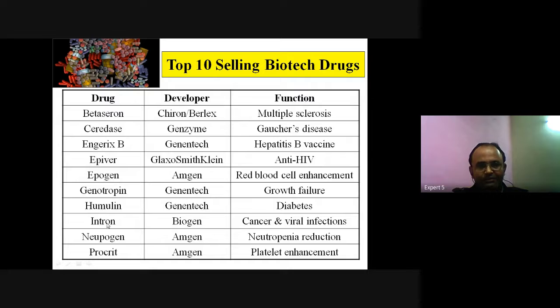This is interferon. Interferon is used to treat cancers and viral infections. These are the top 10 selling biotech drugs which were developed with the help of genetic engineering techniques.